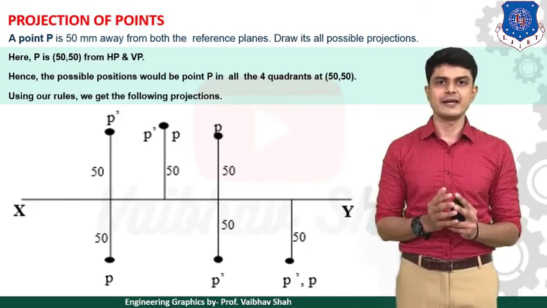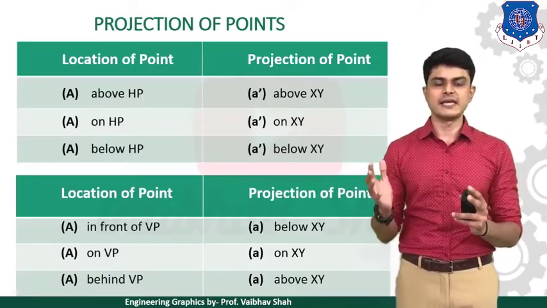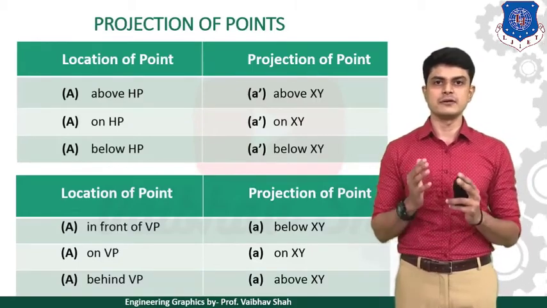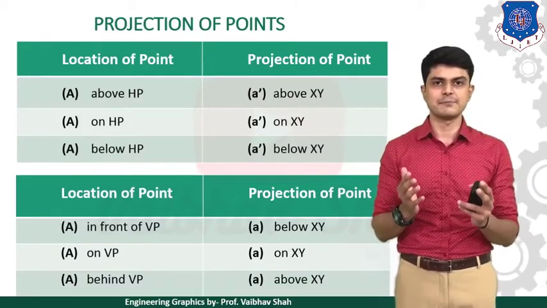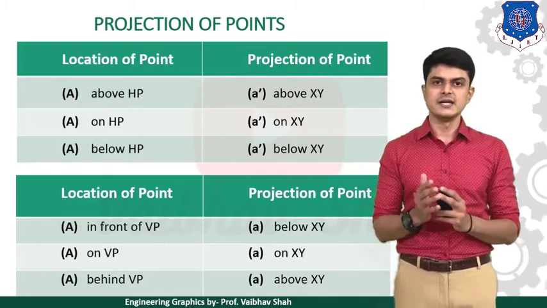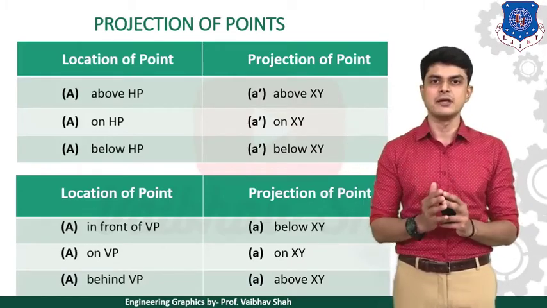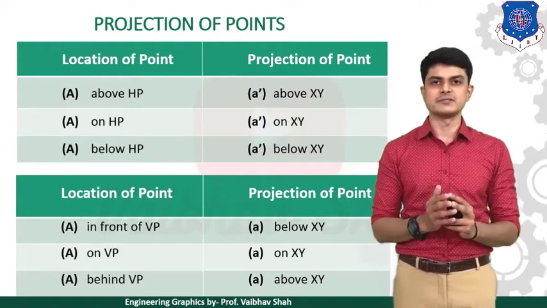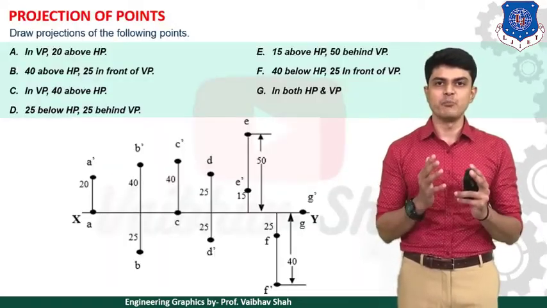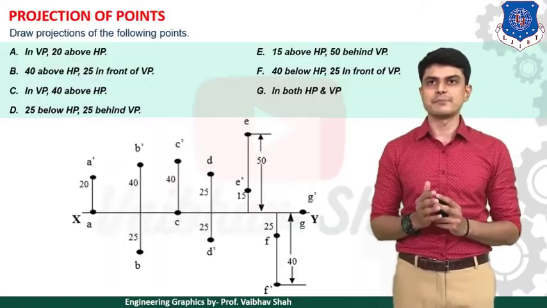So now let us move ahead. Let us see once again this table. You need to remember this table. As you can see, we are solving the examples based on this table very easily. First is your HP table, second is your VP table. Just remember this table and you can solve any of the examples. So let us move ahead and see one more example.